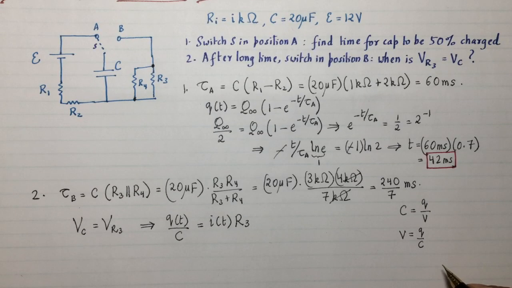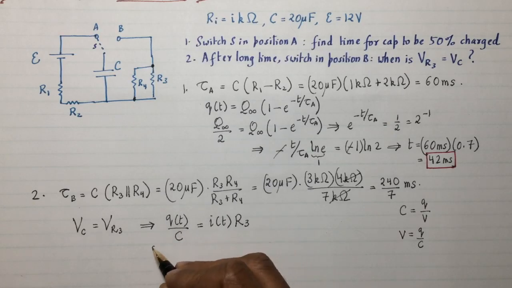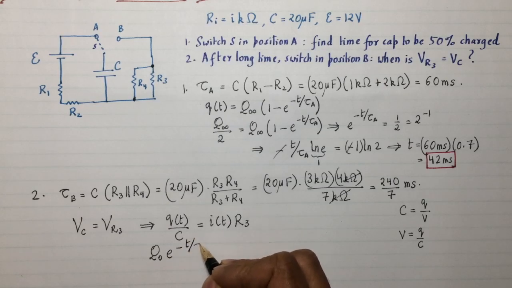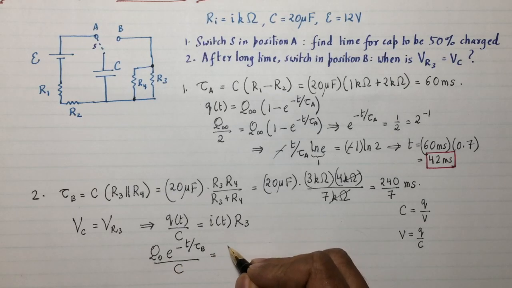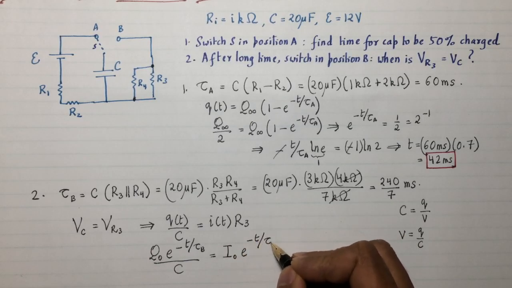Alright, let's figure this. Q of t is Q naught e to the minus t over tau b. I of t is the initial current I naught times e to the minus t over tau b.